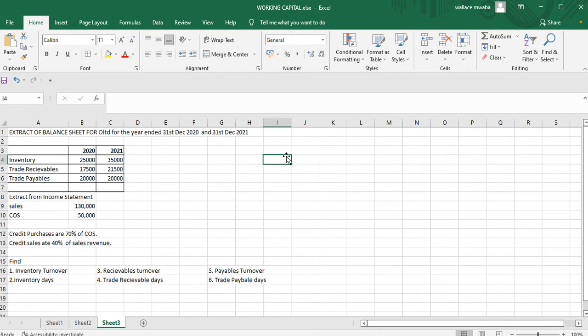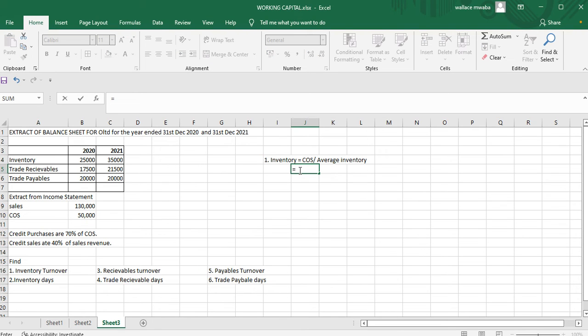Inventory turnover. Inventory, how many times we sell our goods, basically. How many times the goods are sold in a year. So it's going to be cost of sales divided by average inventory, right? So cost of sales, we have 50,000, divided by, let's get our average inventory for 2020 and 2021.